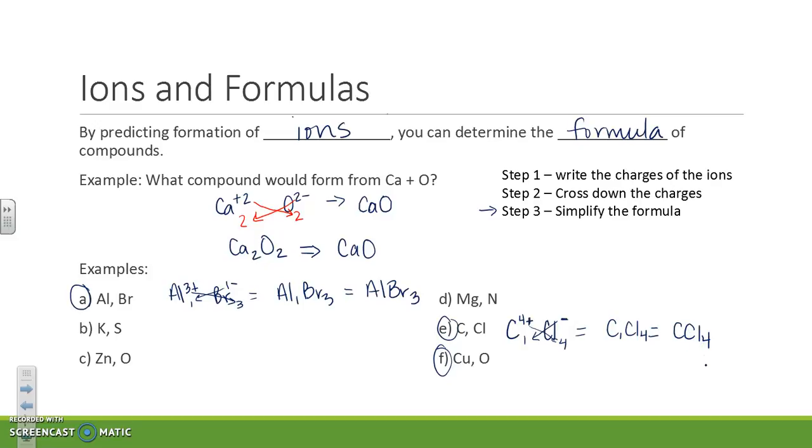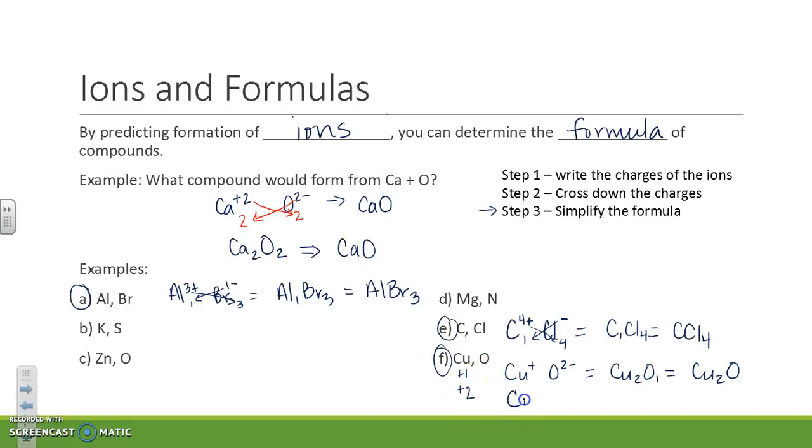All right, for the last one, we have Cu and O. Well, copper is one of those weird ones in the middle. It can make a +1 charge, and it can make a +2 charge. So if we hit copper with a +1 charge and oxygen, it has a -2 charge. When we cross those down, we would end up with Cu2O1. Does it simplify? No, but we can get rid of the 1 and we would have Cu2O.